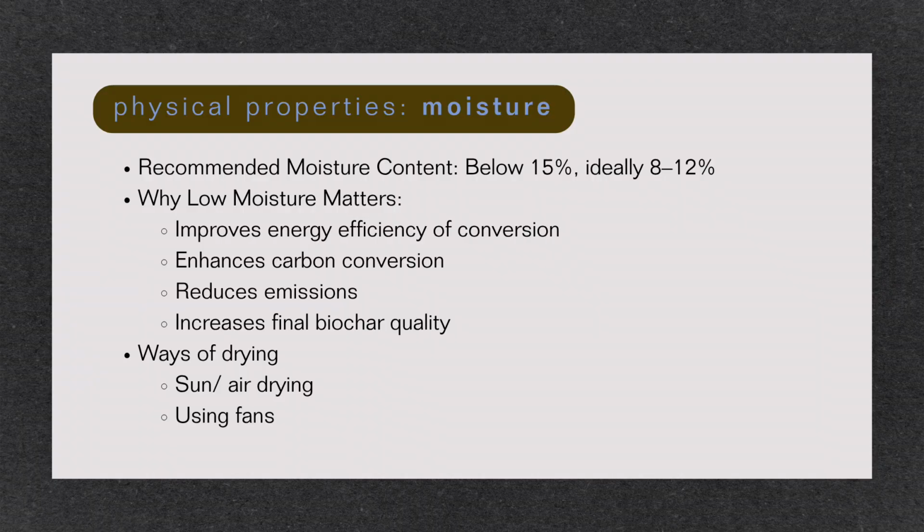So physical properties in terms of moisture before you're going in and making the biochar. It's ideal to have a moisture content below 15%, maybe 8 to 12%. And low moisture matters because it will improve the energy efficiency of conversion. So we'll get into some of those conversion methods. Low moisture will help with that. It enhances the carbon conversion, reduces emissions, and increases the final biochar quality.